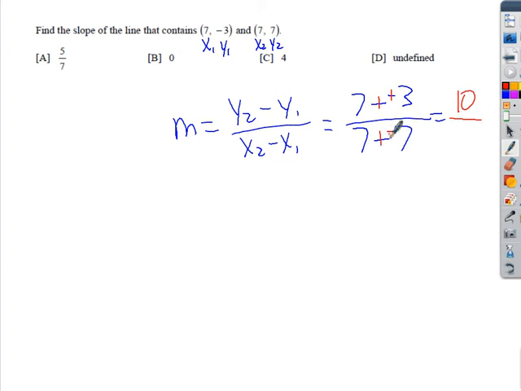We all know what 7 minus 7 is. Just getting in my normal mode here. 10 minus 0, I circled that. I'm not really sure what to do with that.